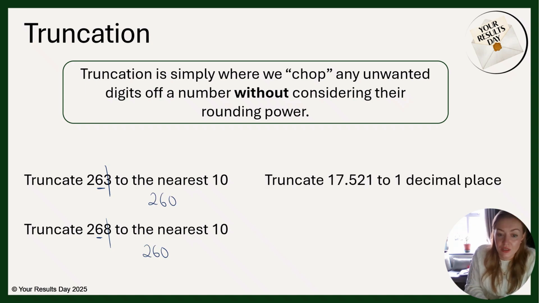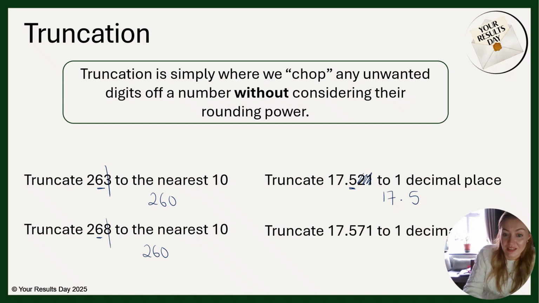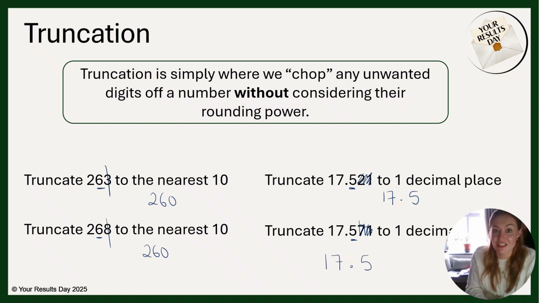And with decimals, truncate 17.521 to one decimal place. Well, there's my one decimal place. I don't care what the other digits are. So it's just going to be 17.5. Even if the digit after the 5 normally in rounding would cause the 5 to round up to a 6, in truncation we don't care. We don't look at what the digits are after, it doesn't matter to us.